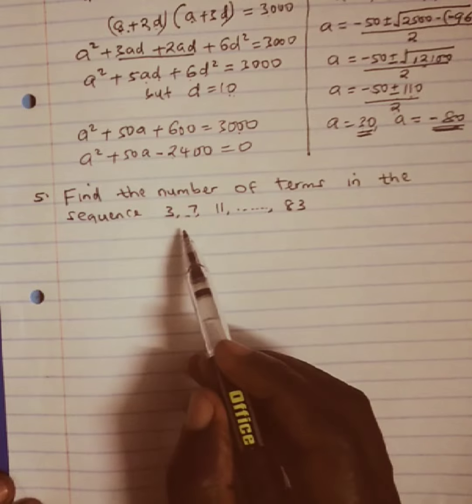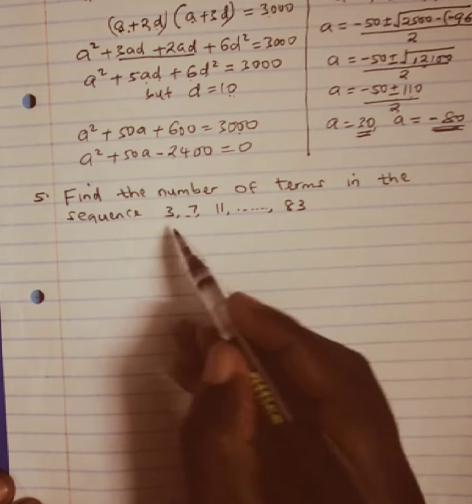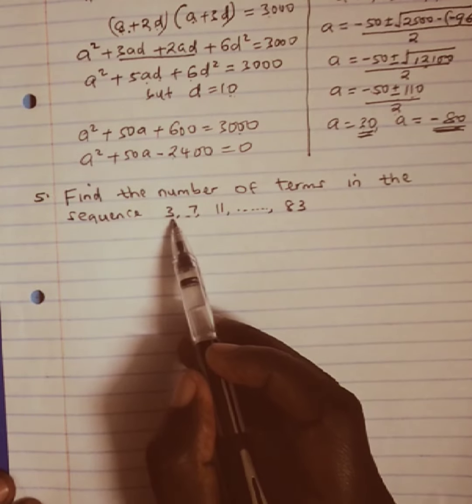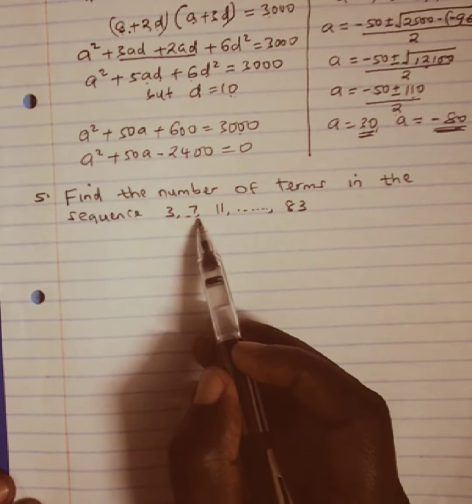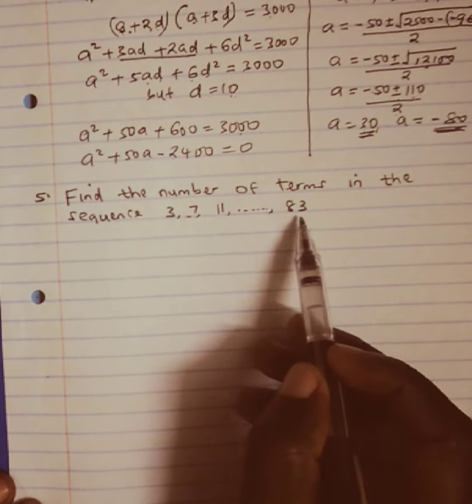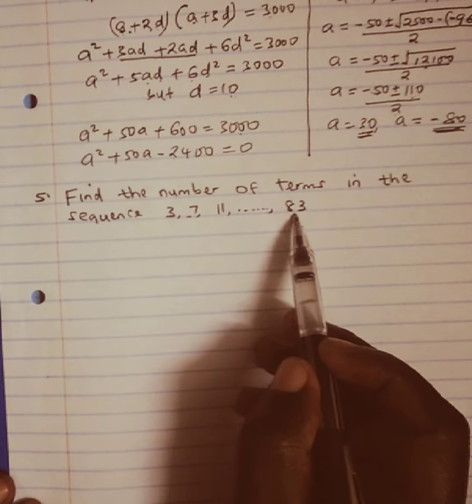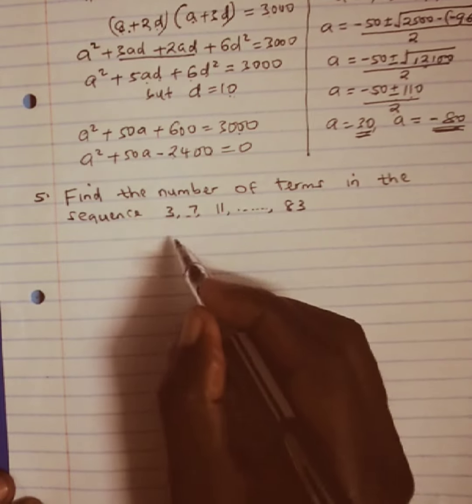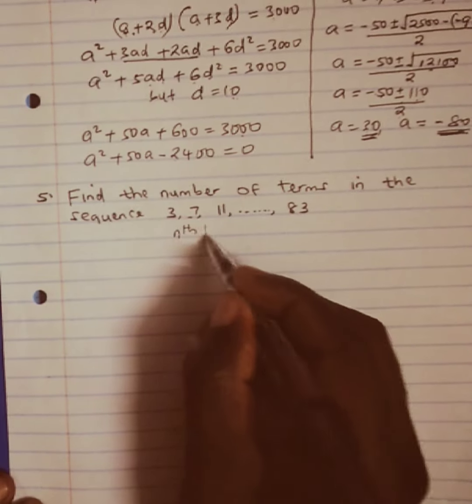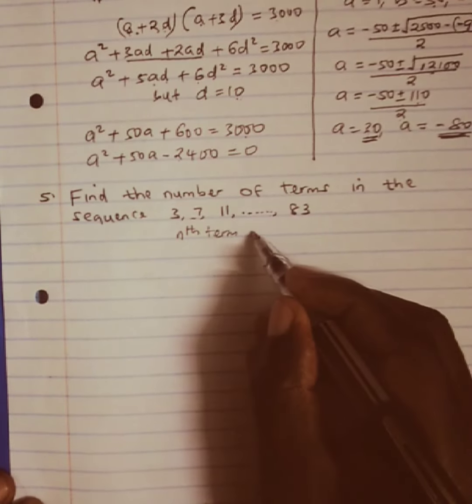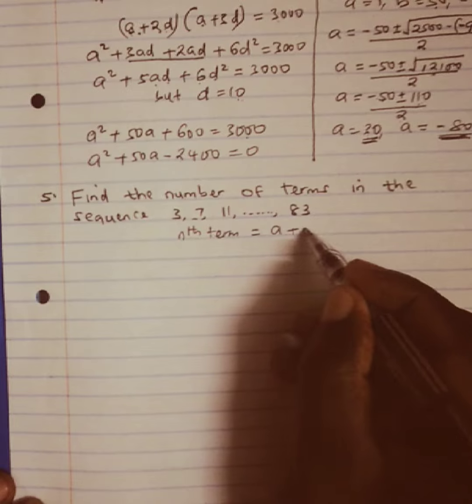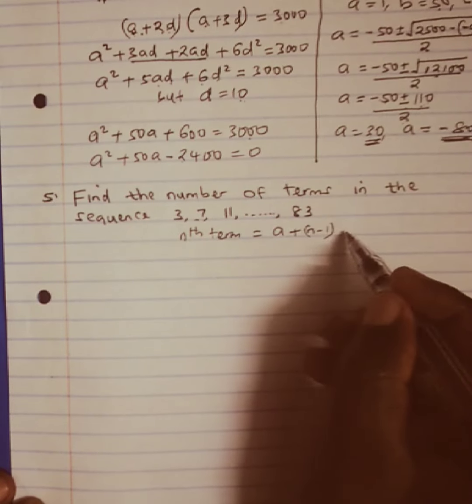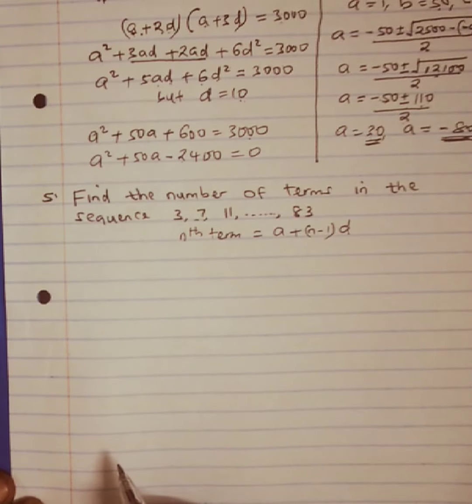That means we are supposed to find the value of n. We have been given the sequence, that is 3, 7, 11, and also the last term has been given as 83. That is the nth term. And we know to get the nth term, we use a plus n minus 1, multiplied by d.